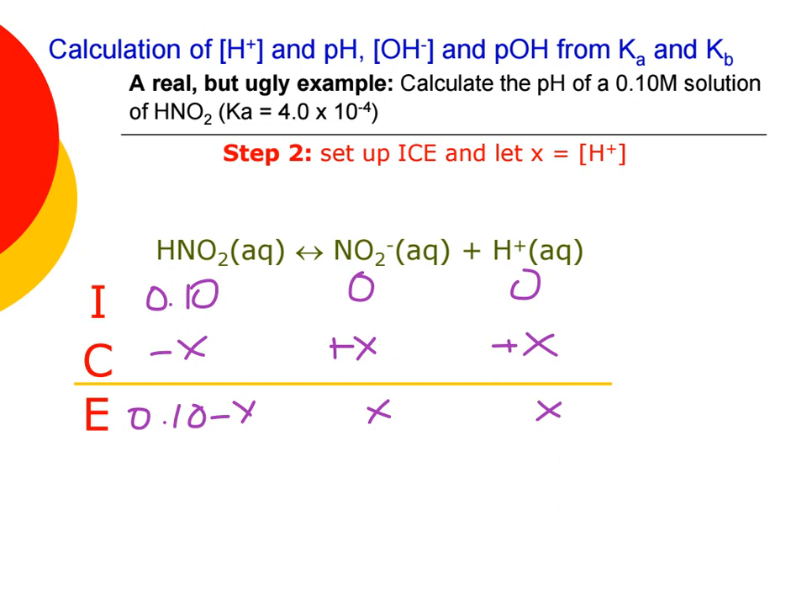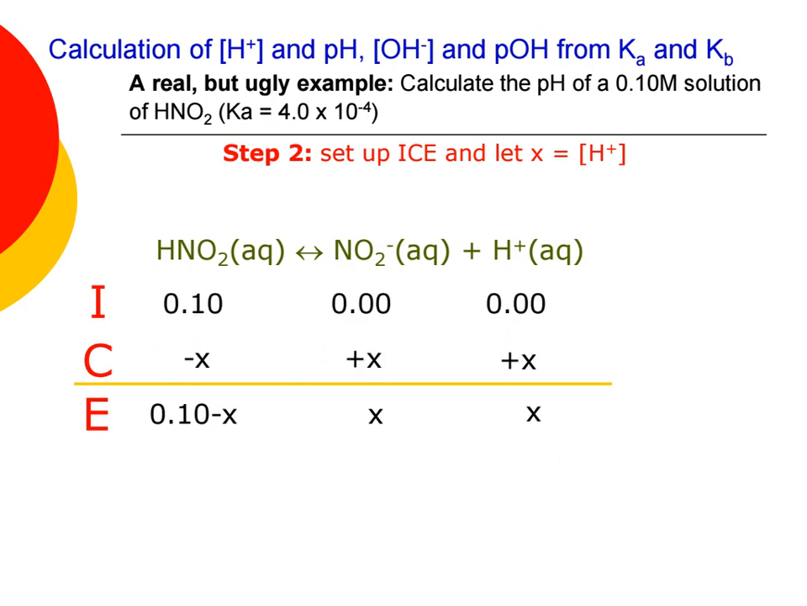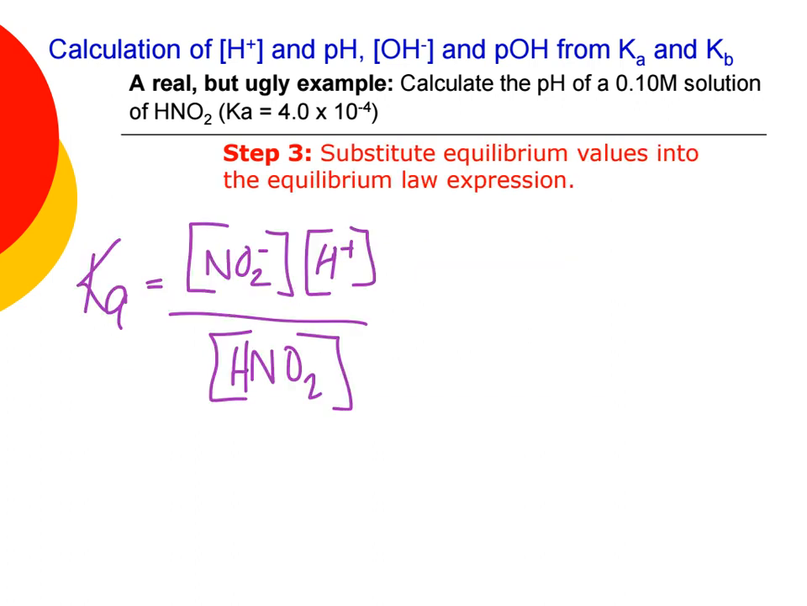Where we usually go from here is to assume that the minus x on the reactant is negligible and then plug that into the Ka expression to lead to some simpler math. Next, we'll use our equilibrium expression, the Ka, which is going to be our products, the ions, over the reactant, the initial acid. Keep in mind we're leaving off the water and we're considering hydrogen ion to be equal to hydronium ion.